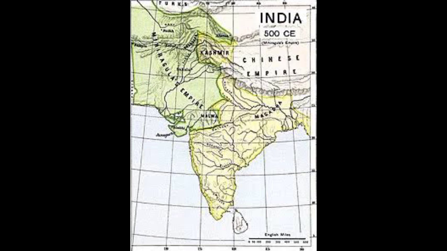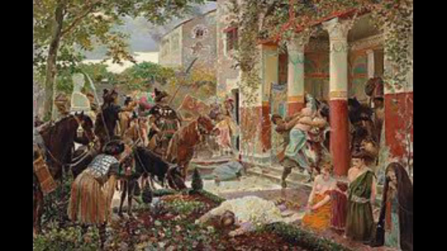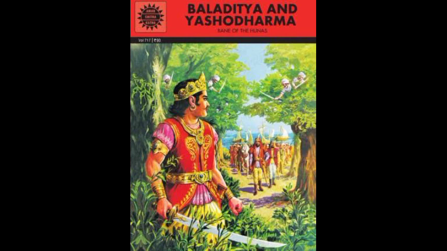Maherkula ruled from his capital at Sakal, which is today the modern Sialkot. The Huna power in India collapsed after the defeat of Maherkula. Maherkula was defeated successively by two Indian rulers, Yasodharman of Malwa and Narasimhagupta Baladataya of the later Gupta dynasty.